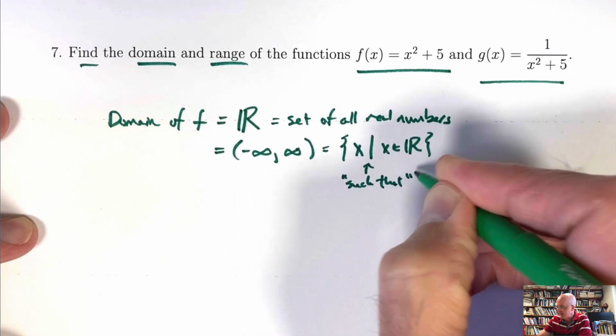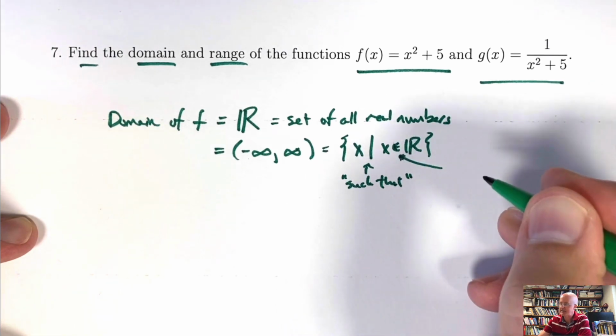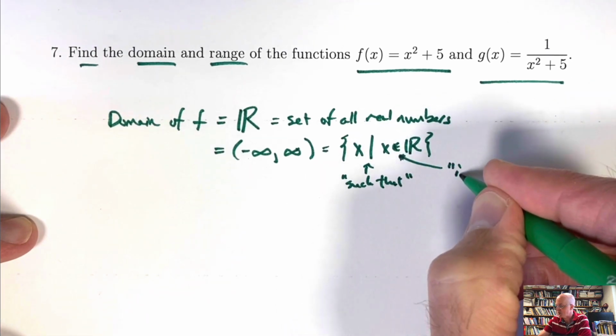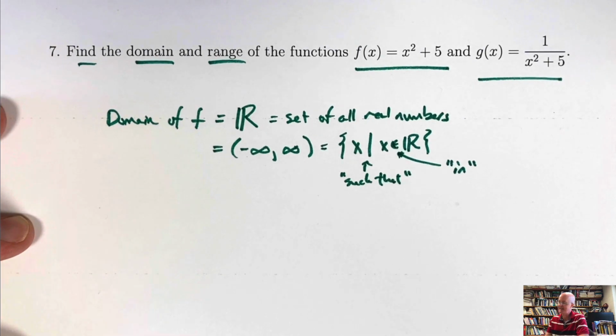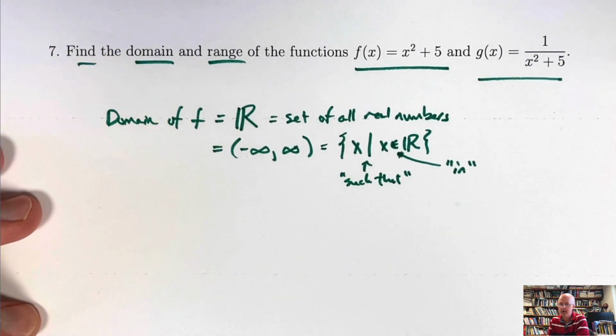And this funny looking thing right there means technically is an element of, though I like using the shorthand word in. x is in R. It's an element of the real number system. It is a real number. The whole thing's called set builder notation. A little bit of overkill here, but you'll see these kinds of things in different classes.